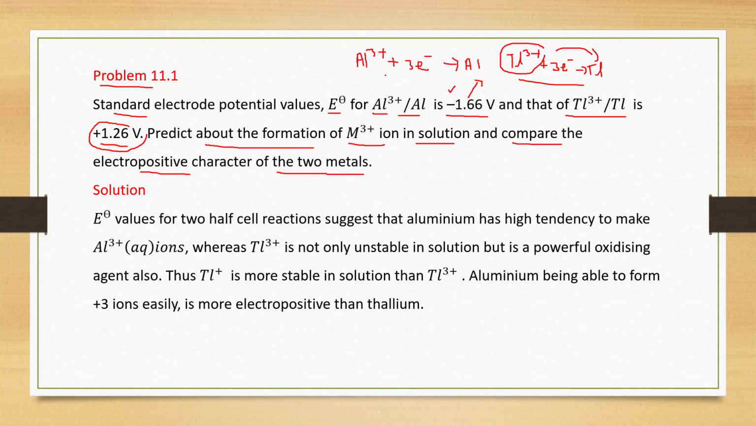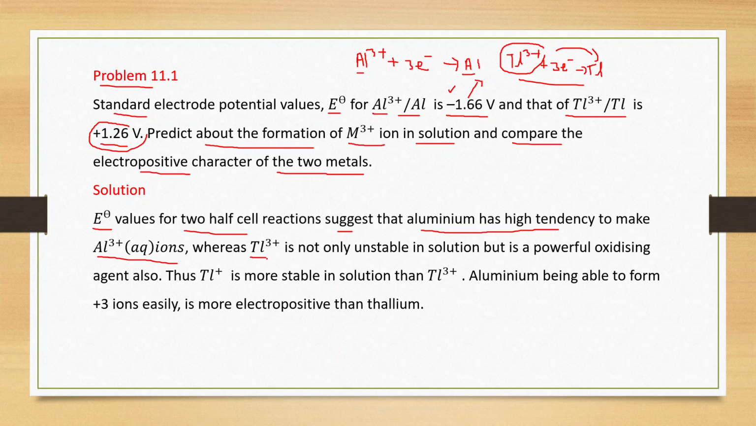So we can say this aluminium will not easily convert into Al. Okay, so we can say E naught values for the two half cell reactions suggest that aluminium has a high tendency to make Al3+ ions. Clear? Because for this, the value is negative.